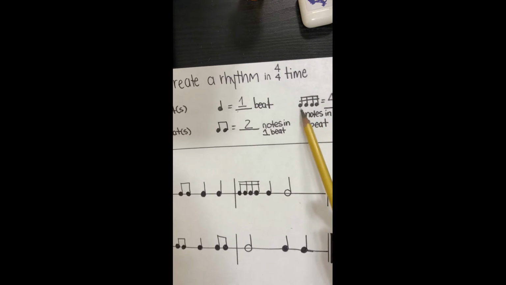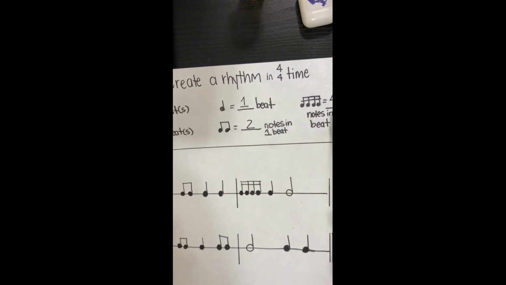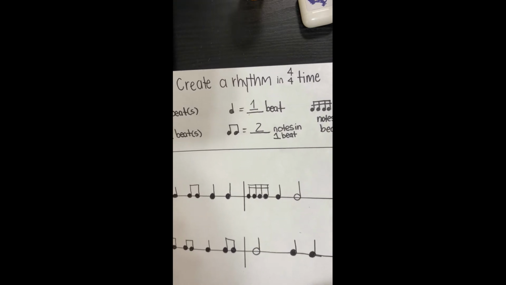And then our 16th notes, remember we need 4 16th notes to equal 1 beat. And there are 4 notes or 4 sounds in 1 beat. Great, I'm glad you reviewed that. Let's go ahead and get started on turning those notes into decimals.